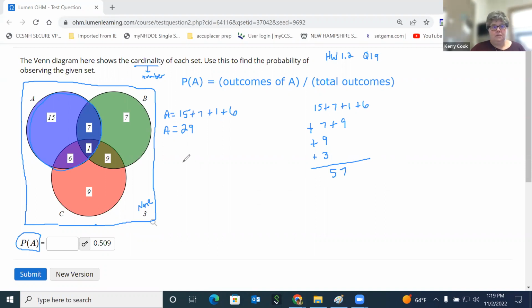And so what that means is the probability of being in set A has 29 outcomes out of 57 outcomes, which divides and rounds to 0.508 something. So it's 0.509, which you can see is the correct answer down here. So I hope this helps you understand not only Venn diagrams, but also calculating probability with Venn diagrams.